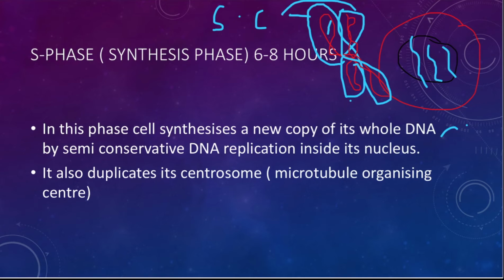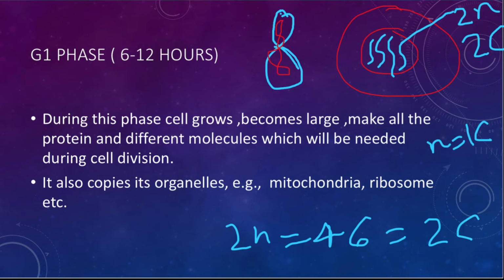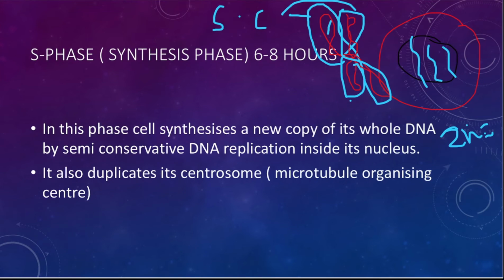So the chromosome number 2n is the same. For example, if it's a human cell, then 2n is equal to 46 and DNA content is equal to 2c, n is equal to 23. But in S phase, here 2n is equal to 46. The chromosome number is not going to change. Here you can see the new sister chromatid is forming, not a whole chromosome. There is a difference between a chromosome and a chromatid.